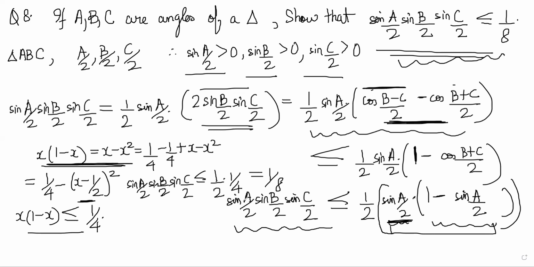And when does equality happen? Equality happens when this is equal to 1 by 4, which happens when x is equal to half. And when is x equal to half? Then sine A by 2 is equal to half, which means A by 2 is pi by 6 and A is basically pi by 3. So that shows that when angle A is 60 degrees, that time it is happening to be equal to 1 by 8, right? So that means that is an equilateral triangle case, right?